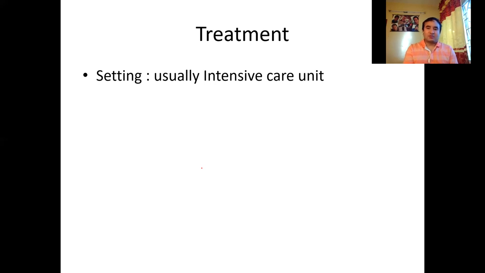Another is that one of the important manifestations of GBS is autonomic dysfunction, and suddenly they can have hypertension and cardiac arrhythmias. That's why we need to admit them in the ICU and do regular monitoring of the patient.